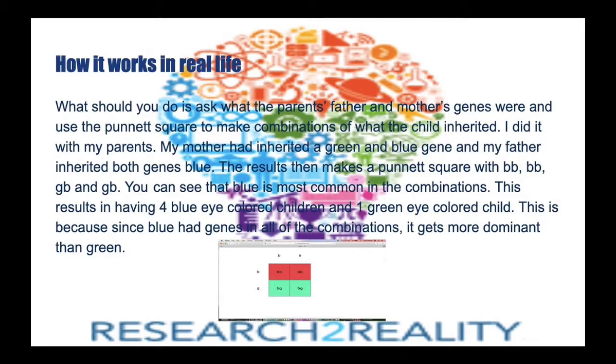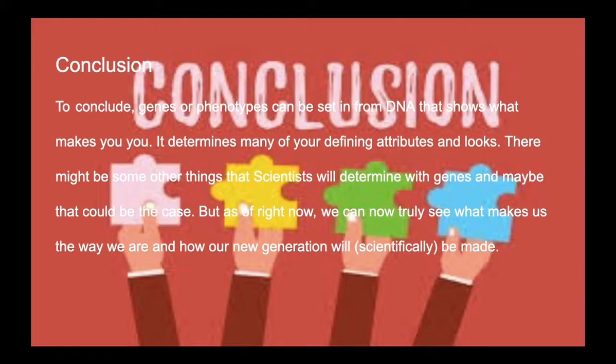This is because blue had genes in all of its combinations, it gets less dominant than green, since green is more dominant than blue. To conclude, genes or phenotypes can be set in from DNA that shows what makes you, you. It determines many of your defining attributes and looks. There might be some other things that scientists will determine with genes, and maybe that could be the case, but as of right now, we can truly see what makes us the way we are and how our new generation will, scientifically, be made.